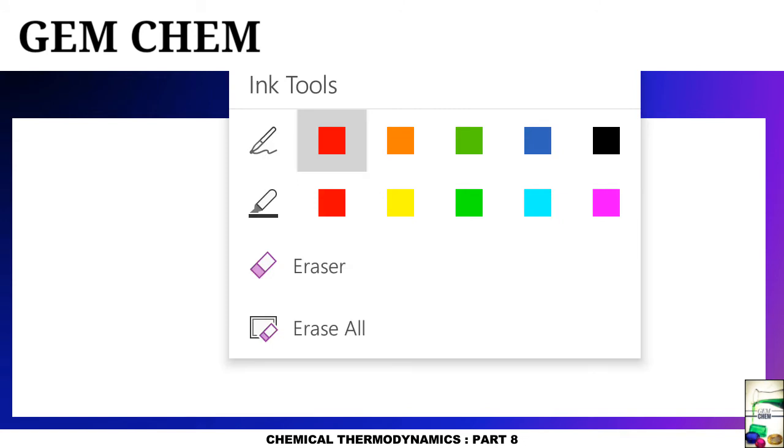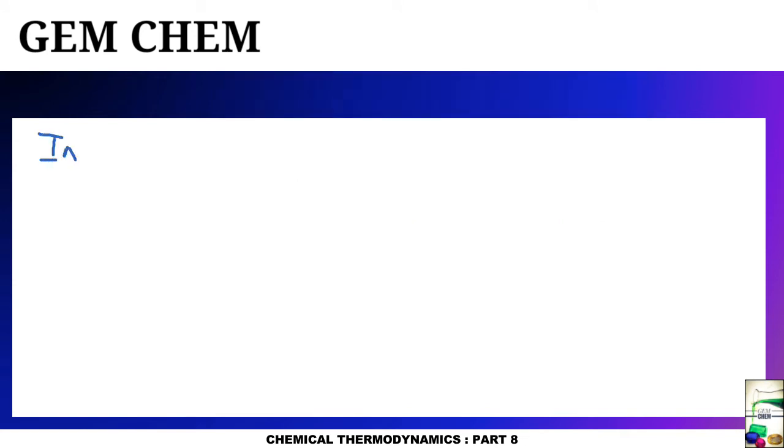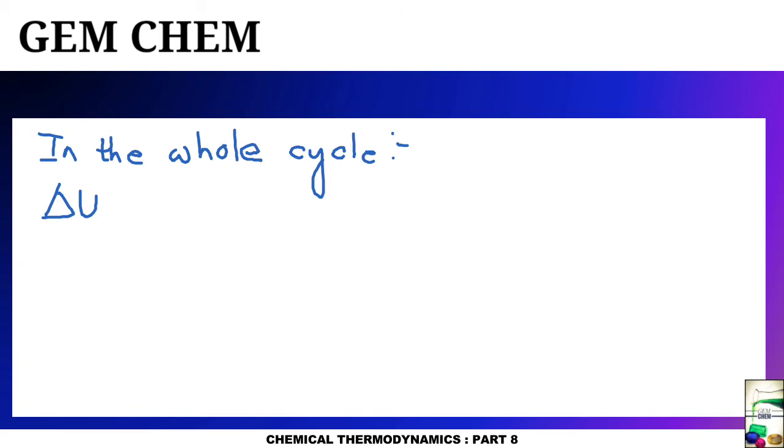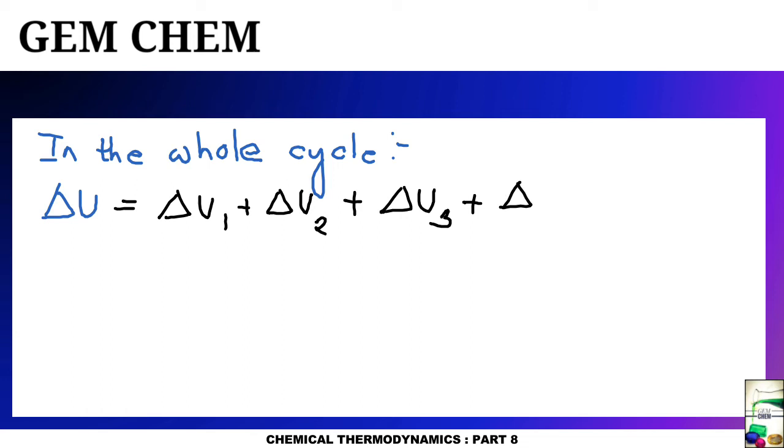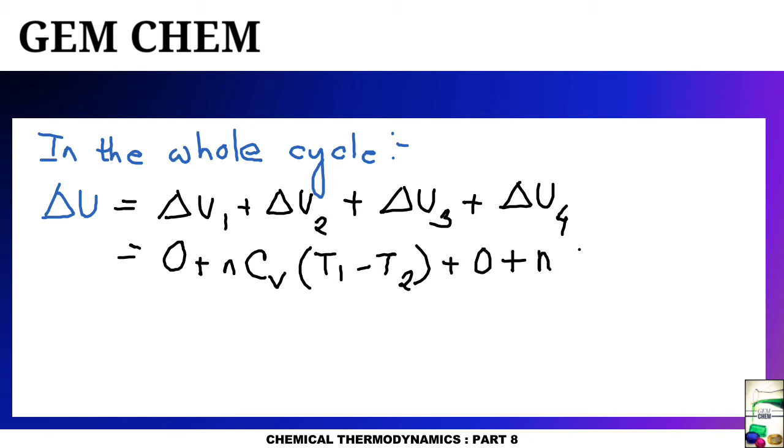Next work is to calculate for the whole cycle. In the whole cycle, what we have got? Delta U for the whole cycle, we have to calculate delta U1 plus delta U2 plus delta U3 plus delta U4. Here delta U1 is 0, plus nCV (T1 minus T2), plus 0, plus nCV (T2 minus T1). Ultimately, we will get it as 0.